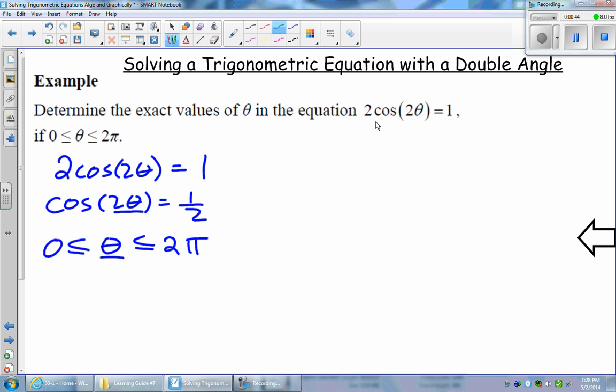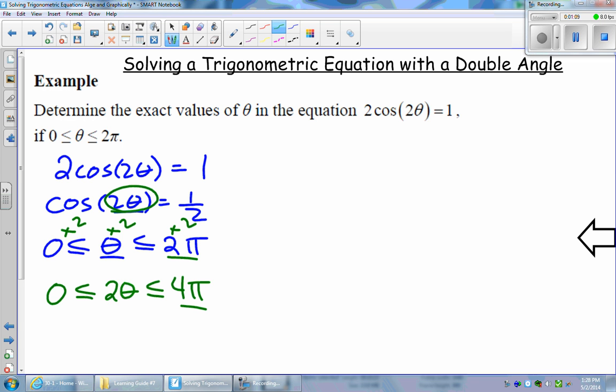So what I have to do to get 2 theta is multiply each component from my domain by 2. Okay? So I end up getting 0 times 2, which just gives 0. Theta times 2 gives you 2 theta. And finally, 2 pi times 2 gives you 4 pi. So what essentially happens when you double the angles, you're actually doubling your domain. So instead of going once around the circle, you're actually going twice around the circle.